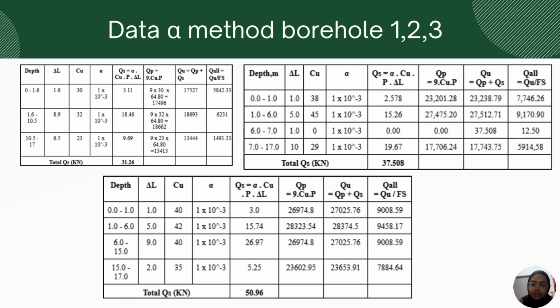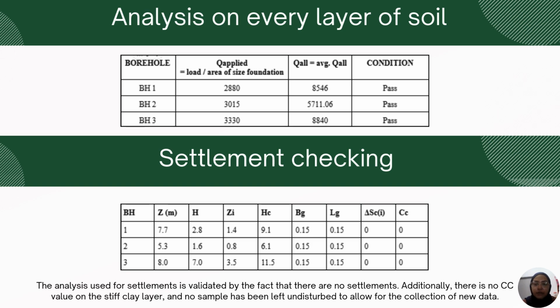The calculation is the same and the safety factor is 3. So in the final result, we get the analysis for every layer of the soil. For borehole 1, we got Q allowable 2,880. Borehole 2, we got 3,015. Borehole 3, we got 3,330. So the Q all equals the average Q all.